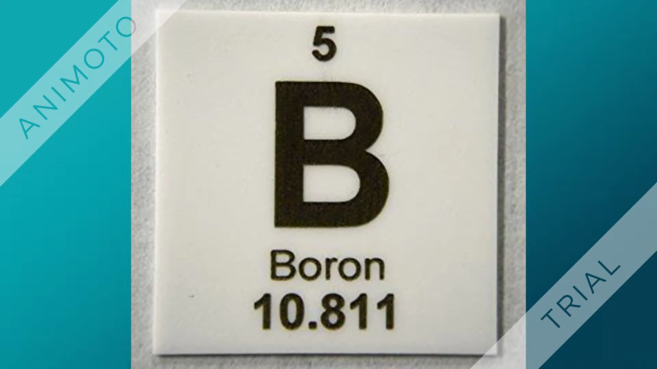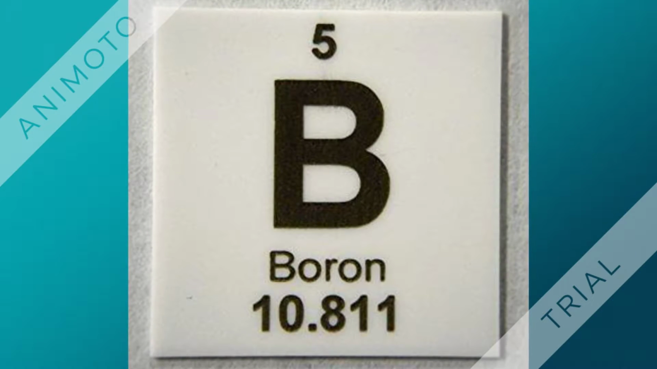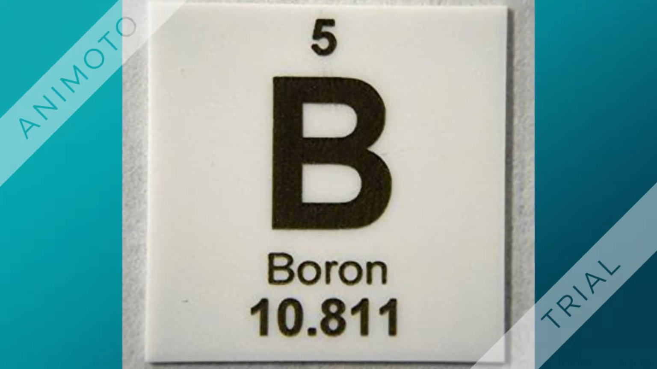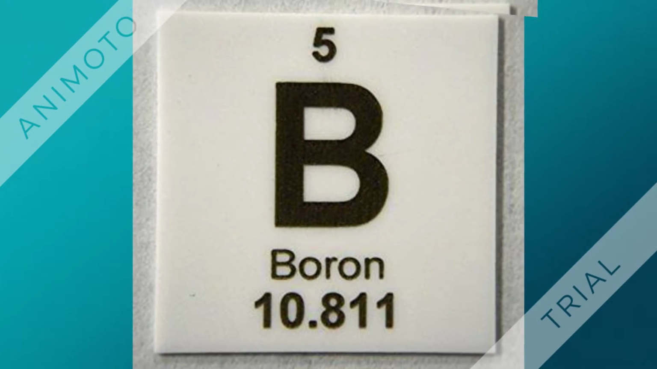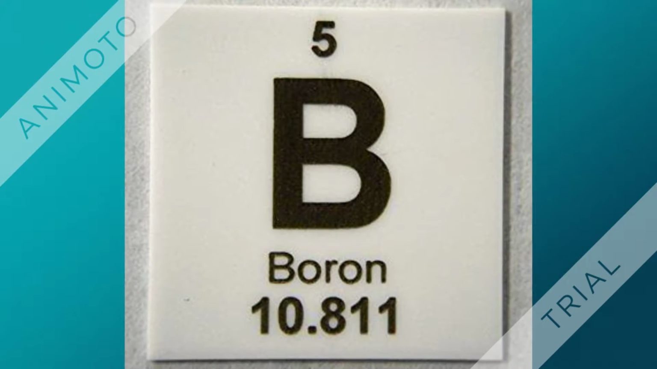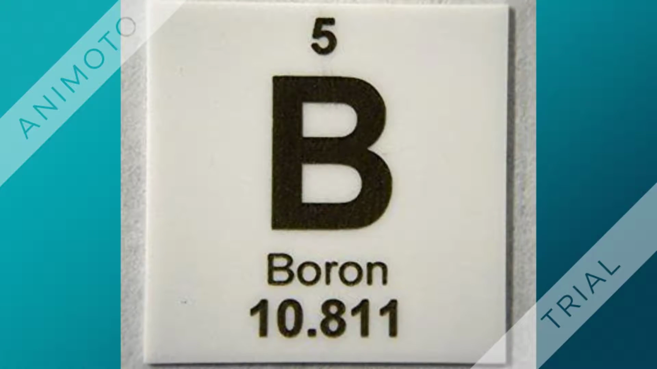Let's take the element boron for example. Boron has 5 electrons, 5 protons, and 6 neutrons. Boron also has the atomic number of 5 and an atomic mass of 10.811. If you take a look at the atomic number of boron, it shows the numbers of protons and electrons in the element since they are similar.